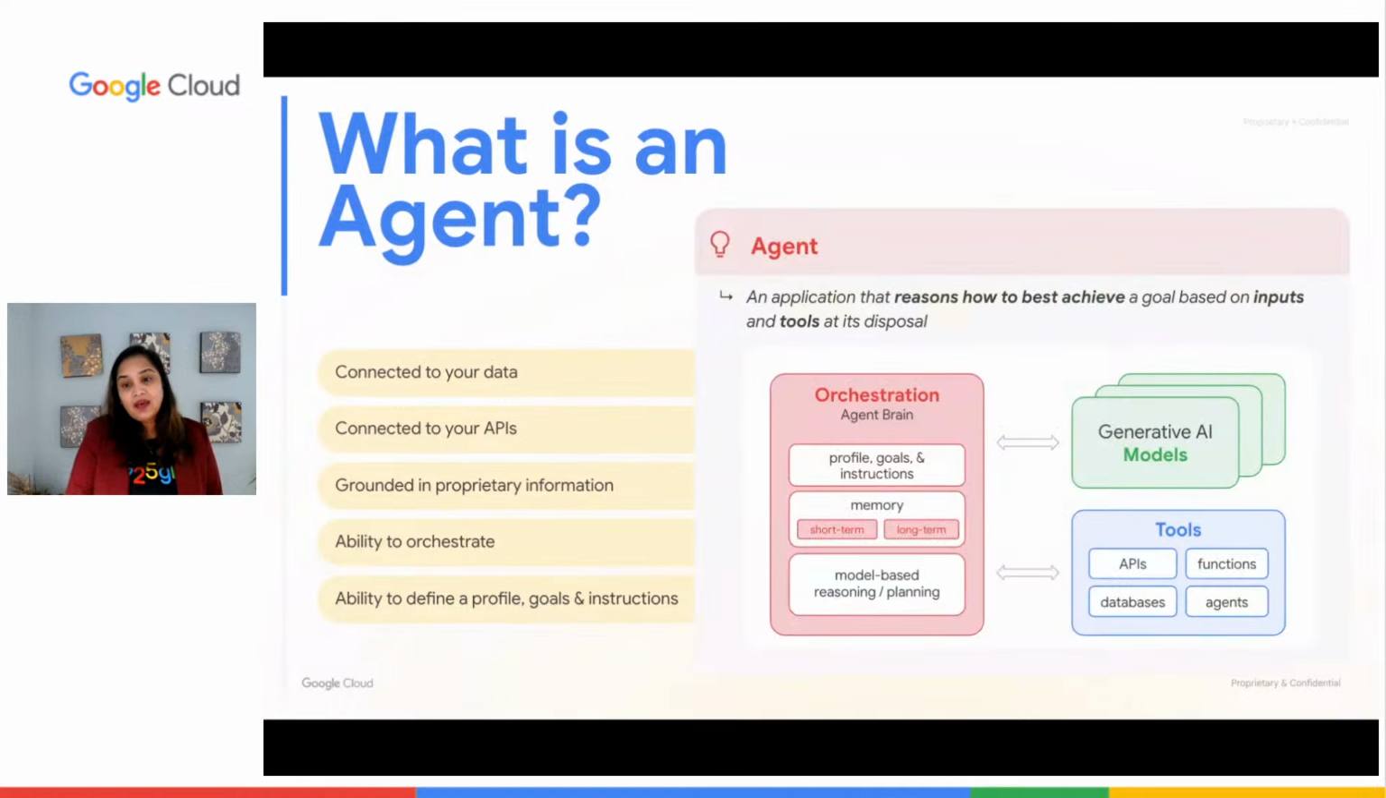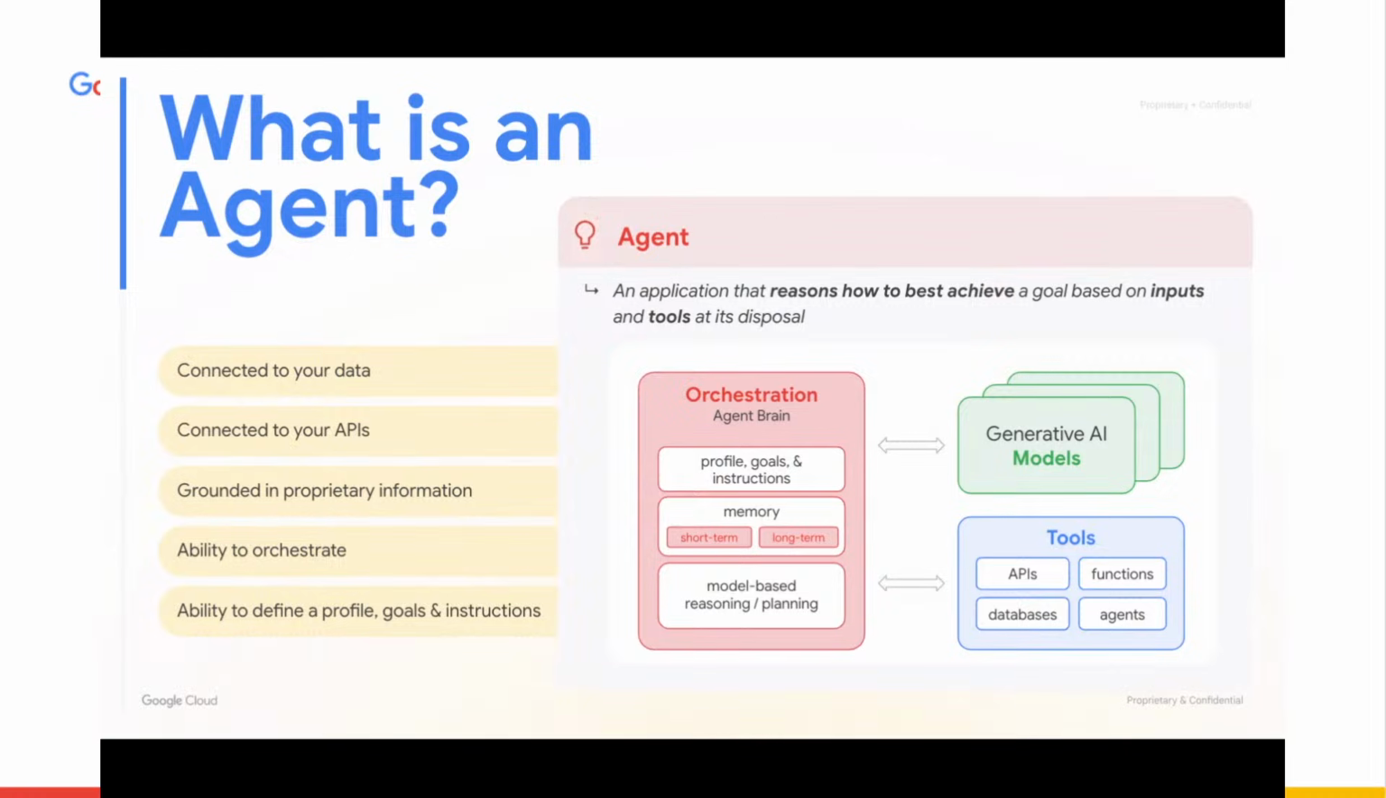So in my view, an application is one that reasons how best you achieve a goal based on the outcome. And in this case, as you could see, the generative AI model is one part. And then you have the agent anatomy, where you have the profile, goals, memory, which is short term, long term, episodic, things like that. And then there is model based reasoning and planning, which makes an agent an agent. The tools, as you could see here, again, it's APIs, it's your data, it's your functions, or it could be another agent. It doesn't have to be restricted to a particular thing.